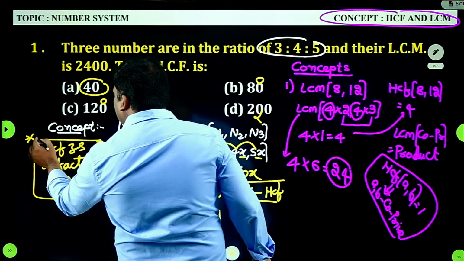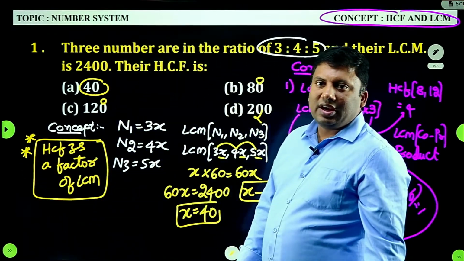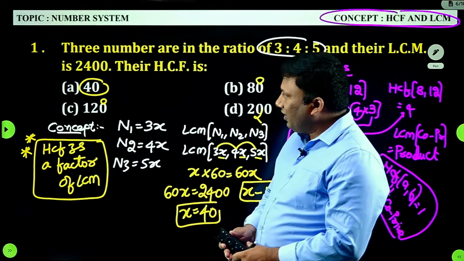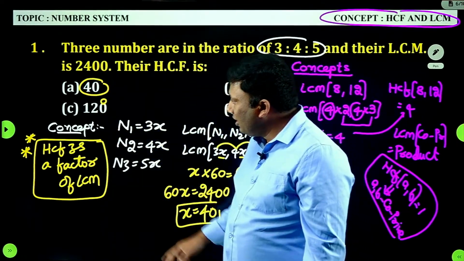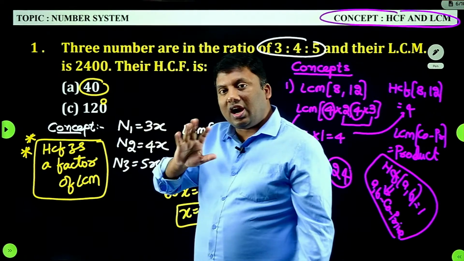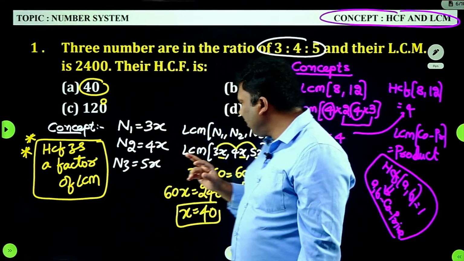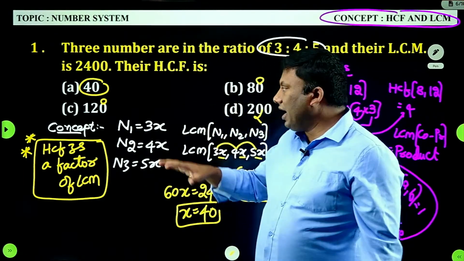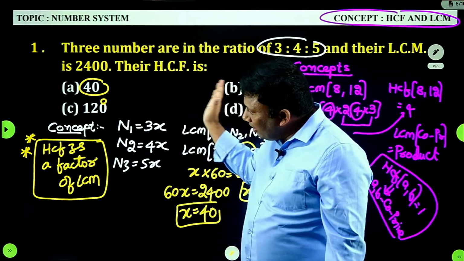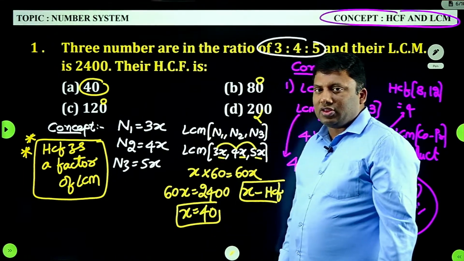What is the concept? HCF is a factor of LCM. 40 is a factor of 2400. 128 is not a factor. 88 is not a factor. 220 is not a factor. If the answer options are such that all the options are factors of LCM, I did it by the other method.